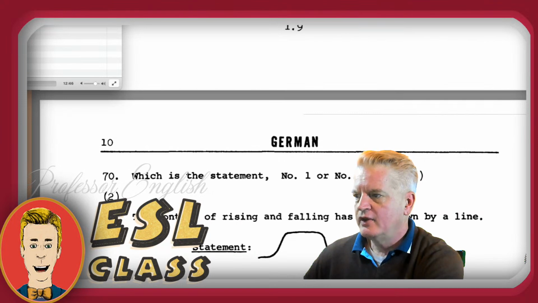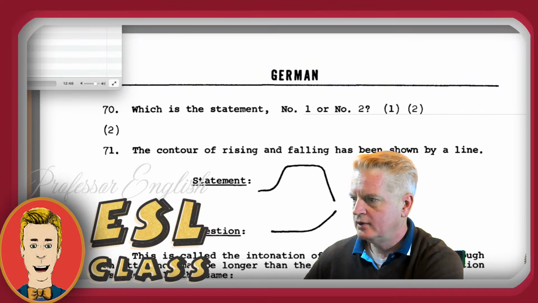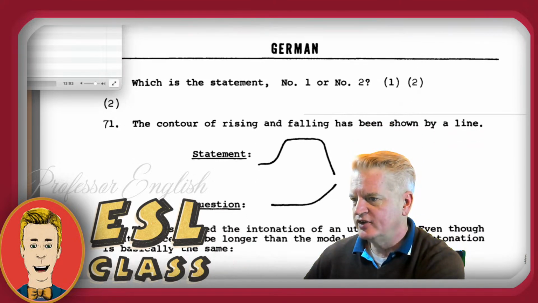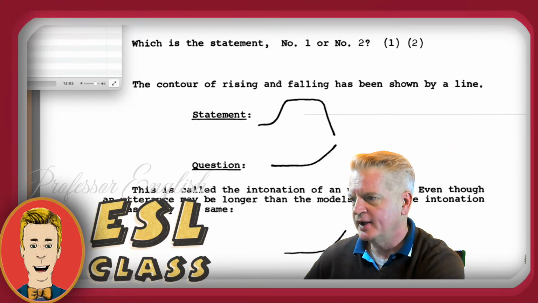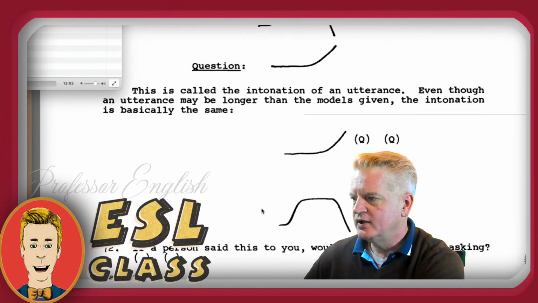71. The contour of rising and falling has been shown by a line. Question. Fährt denn kein Autobus dahin? Statement. Der Omnibus hält hier nicht. This is called the intonation of an utterance. Even though an utterance may be longer than the models given, the intonation is basically the same.